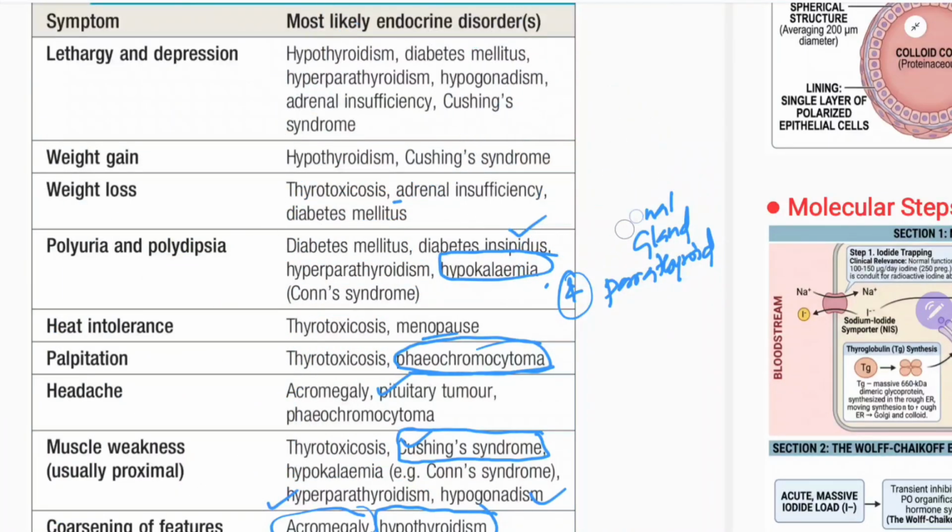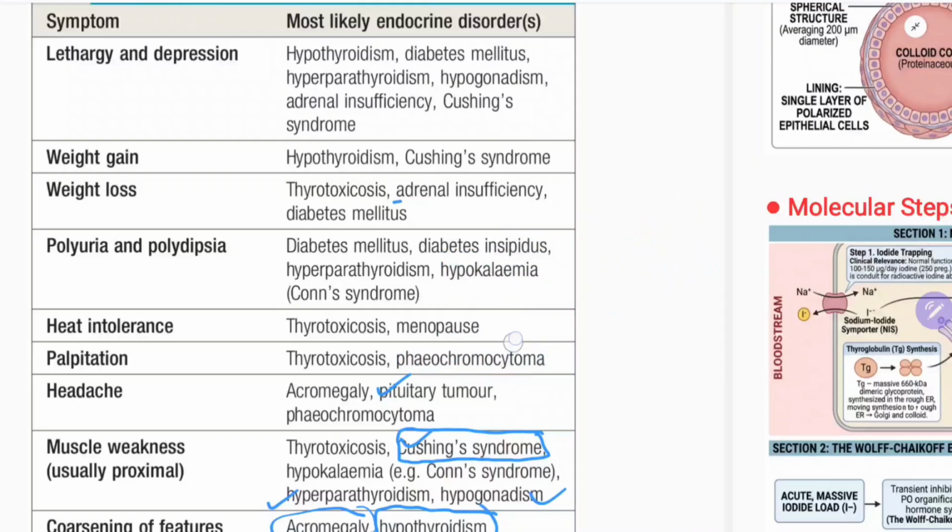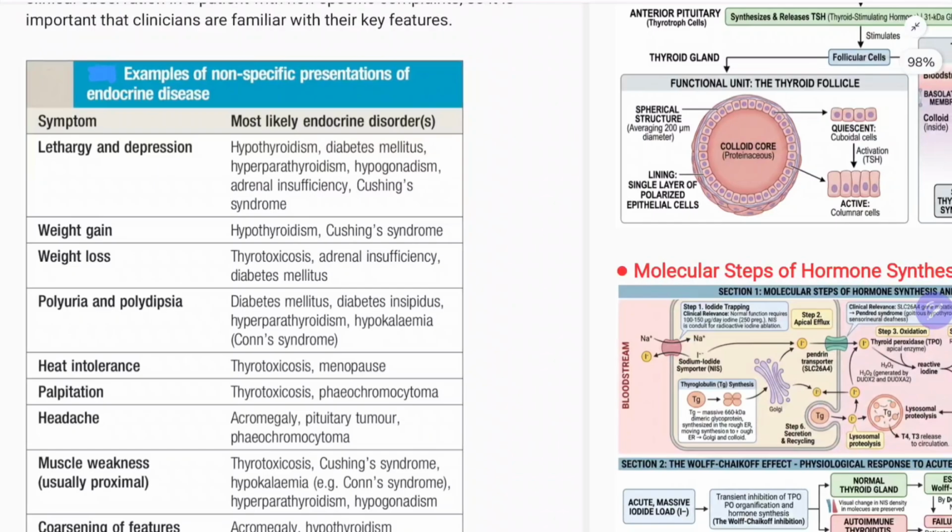So that is lethargy and depression. Number 1, lethargy and depression. Lethargy, depression, weight gain, weight loss, headache, palpitations, okay. Hypertension also you can think of, palpitation, proximal myopathy, coarsening of the features, okay, and polyuria, polydipsia. All these are non-specific features of your endocrine disorders, okay.